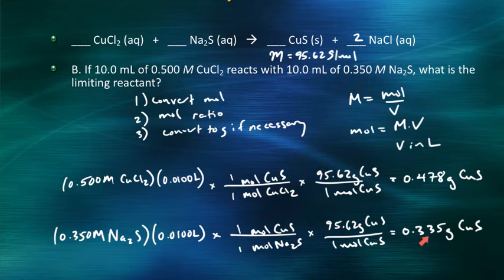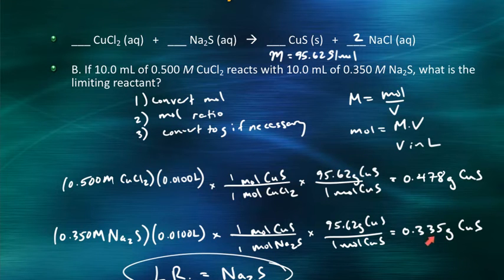This is our maximum, right? Going back to the brownie example, we could only make 5 trays of brownies with all of our ingredients. So here, with all of our ingredients, I could only make 0.335 grams of CuS. So the limiting reactant for this problem is the Na2S, because it dictates the maximum amount of CuS I can make, which means that there is extra CuCl2 at the end of this thing.